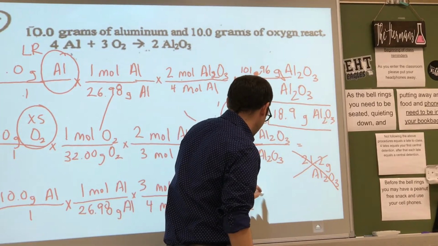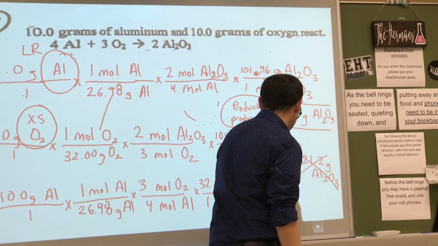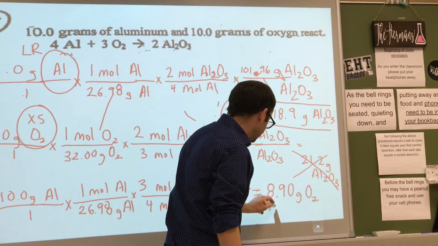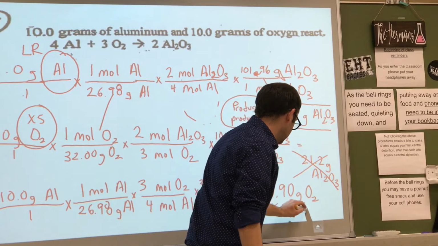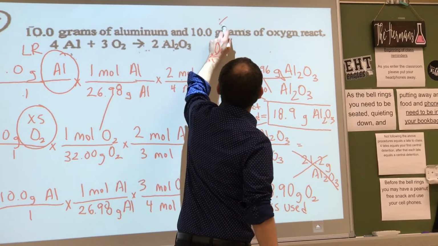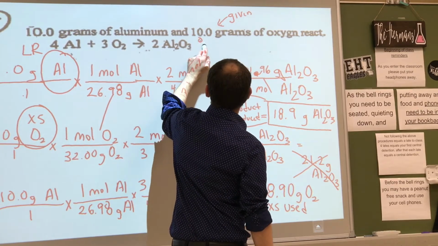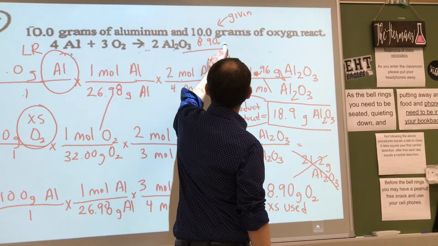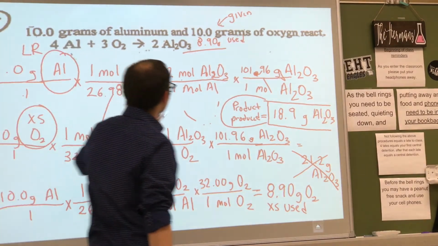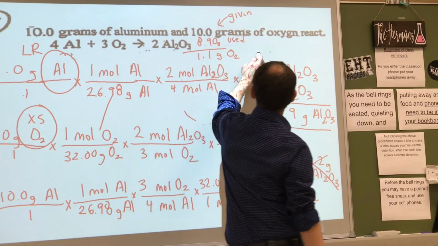Okay, and what'd you guys get for an answer here? 8.90? And what does this mean, 8.90? Yeah, this is the excess used. Okay, so then what do we do? Yeah, so this is the excess given, and then the excess used would be 8.90 grams. That's used. And when you subtract them, you get 1.1 grams of oxygen left over.